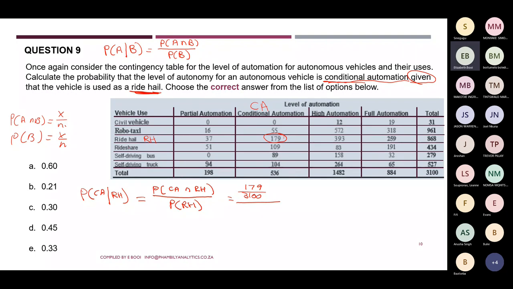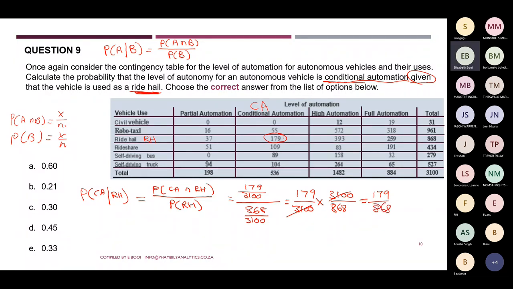For RH, observations satisfying RH is a simple event. So we're going to take 868 divided by 3,100, which you can write as 179 divided by 3,100, divided by 868 divided by 3,100, in mathematical format. We change the division to a multiplication and flip the second fraction: 3,100 divided by 868. The 3,100 cancels out. You are left with 179 divided by 868.